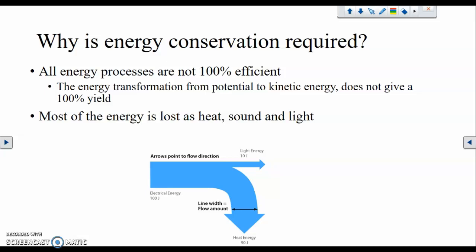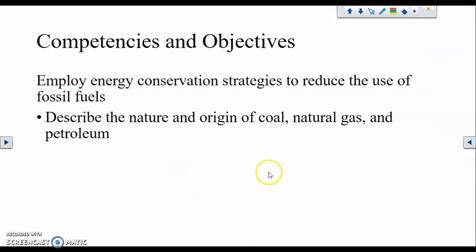The problem with renewables right now is just the way that we store the energy that we get from the sun or from the wind or from other things as well. And that is going to be the focus of our next couple of weeks of lecture videos. I hope this is clear as mud. Again, this is all about energy conservation strategies to reduce the use of fossil fuels.